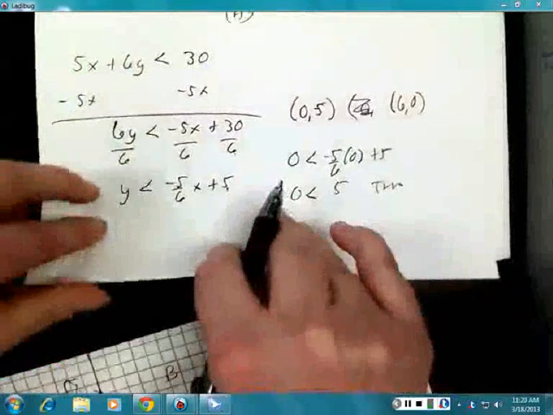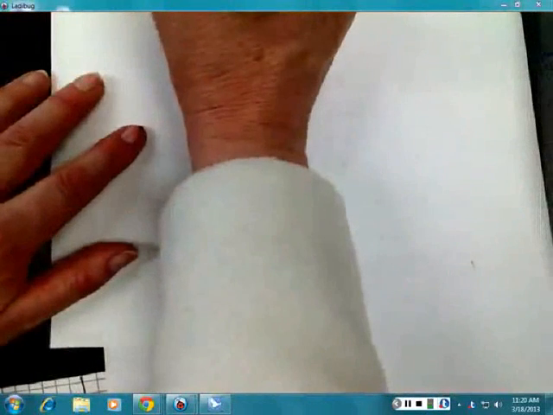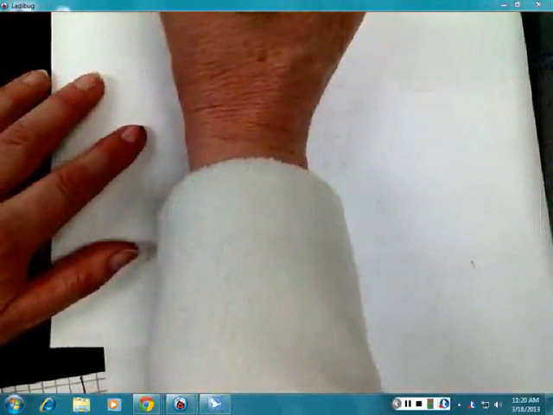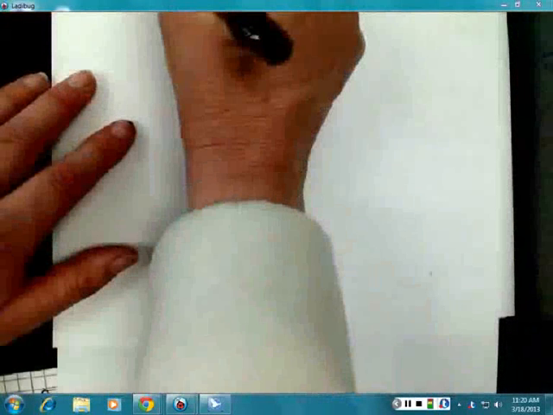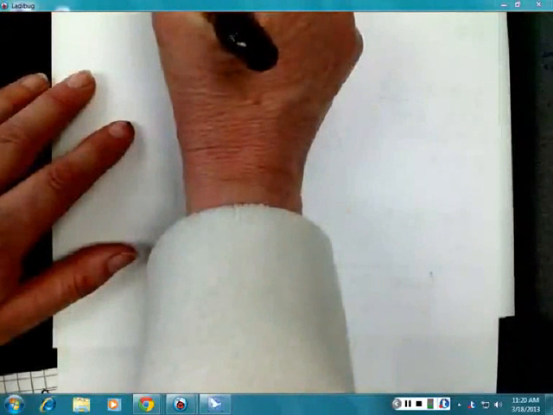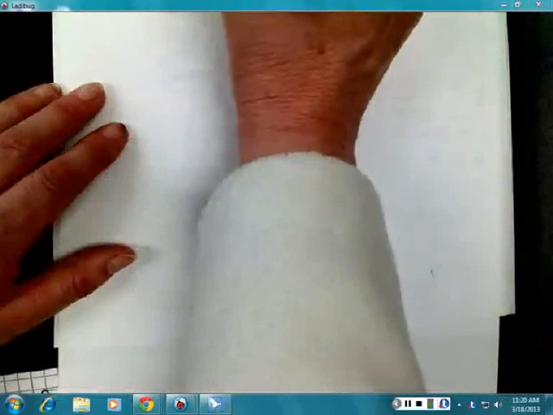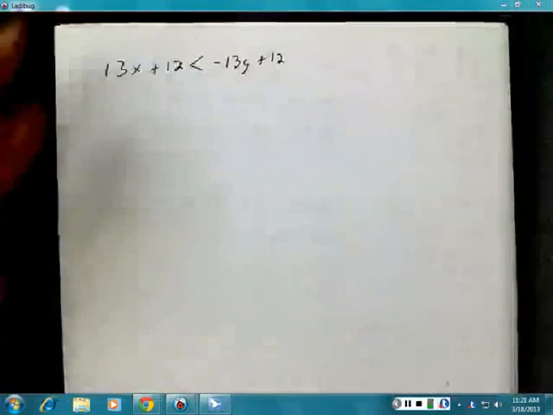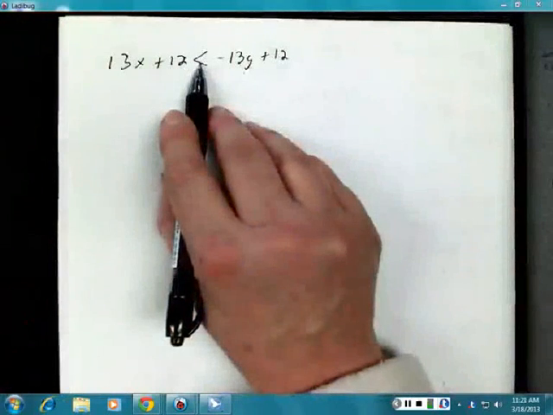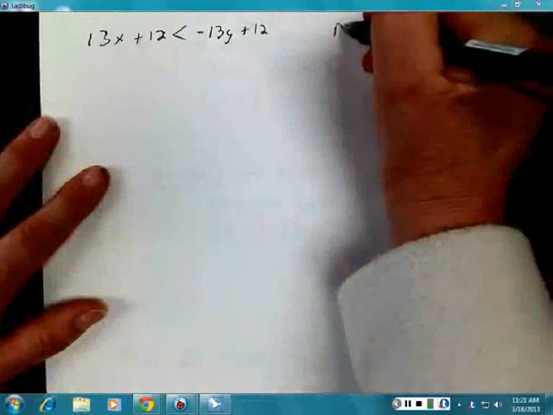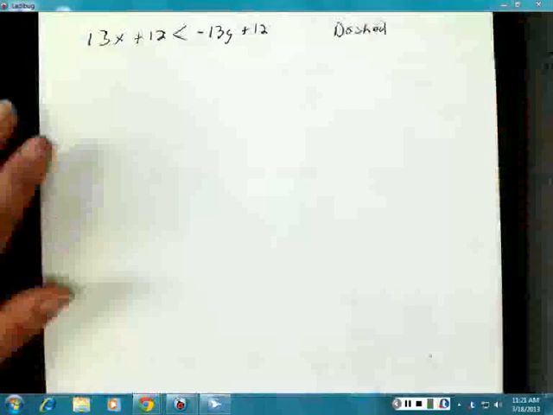Okay. Let's do another one. It's 13x less than negative 13y plus 12. This is less than, right? Is the arrow pointing towards this or away from it? Pointing forward. Yep, that's less than. And I know that it's going to be dashed. We don't have to do any math to know it's dashed because there's that value in there. So it's dashed.